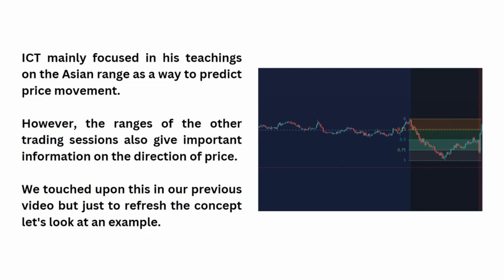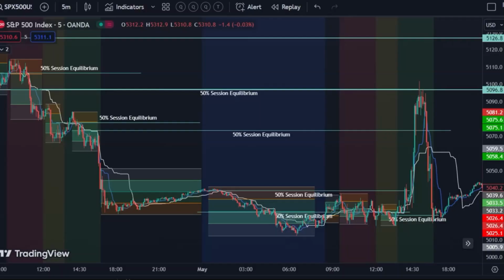ICT mainly focused in his teachings on the Asian range as a way to predict price movement. However, the ranges of the other trading sessions also give important information on the direction of price. We touched upon this in our previous video, but just to refresh the concept, let's take a look at an example. Here we have the S&P 500.